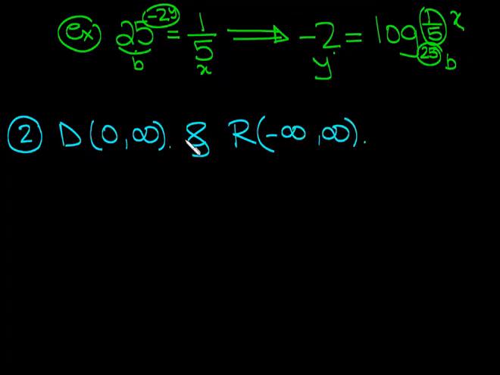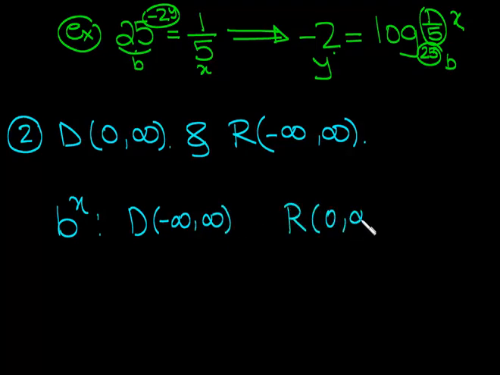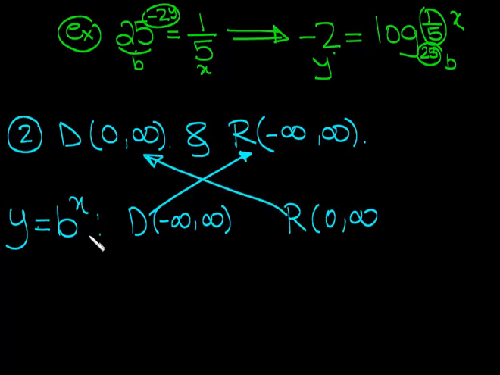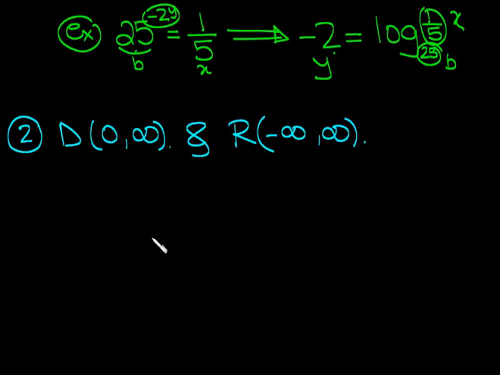And you should have known this because in the last section we learned what? The exponential graph, the domain was minus infinite to infinite, and the range was 0 to infinite. That's what we learned in the last section about the exponential graph. Now, since the log graph is the inverse of the exponential graph, the domain becomes the range, and the range becomes the domain for the log function. So we know that.